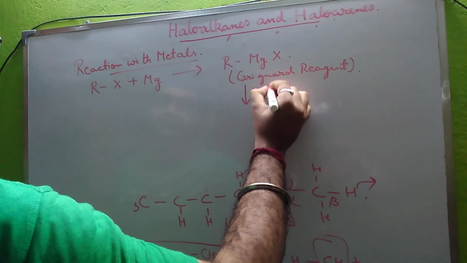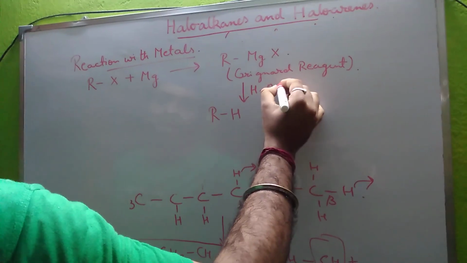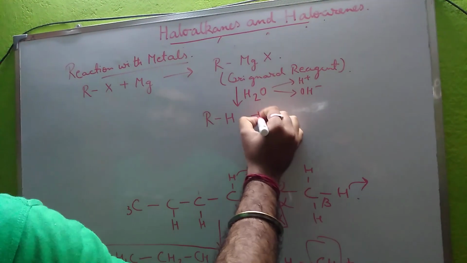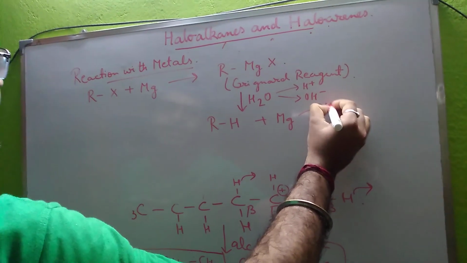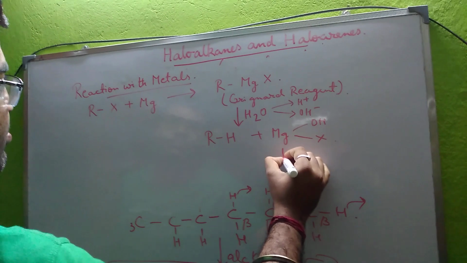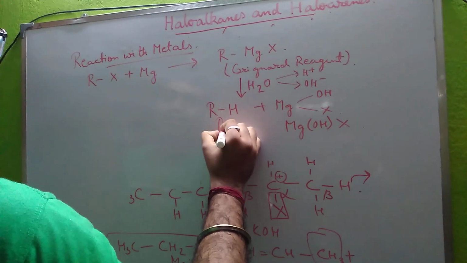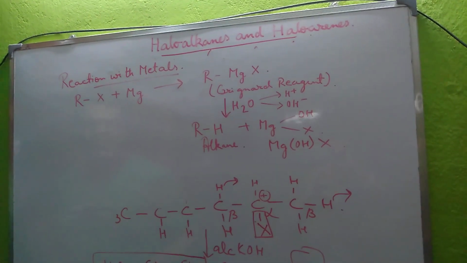Now when Grignard reagent reacts with water, what happens? It forms RH, meaning water can be split into H plus and OH minus, and magnesium will form OH and X. In the book it is written as MgOHX. So alkane is produced when alkyl halide reacts with a metal.